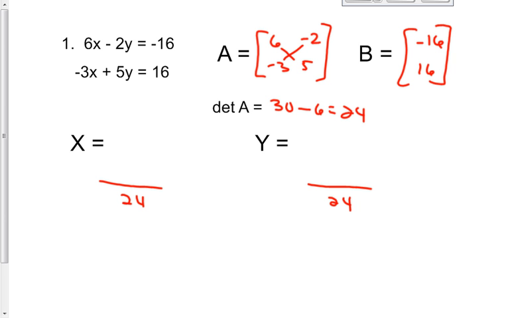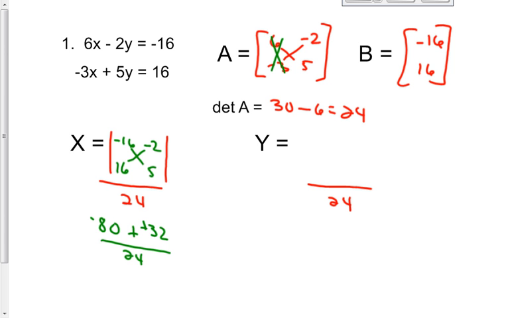Now, how do I get the top of my x number? I need to do a new determinant. I take out my original x's, which would be the 6, negative 3 values, and I'm going to replace them with negative 16 and positive 16. The other two numbers stay intact, negative 2, 5. Now I do my determinant. Negative 16 times 5 is negative 80, minus 16 times negative 2, which is negative 32. There's a plus, plus. This whole thing will divide by 24. Negative 80 plus 32 is negative 48, divided by 24 is negative 2. My x answer is negative 2.